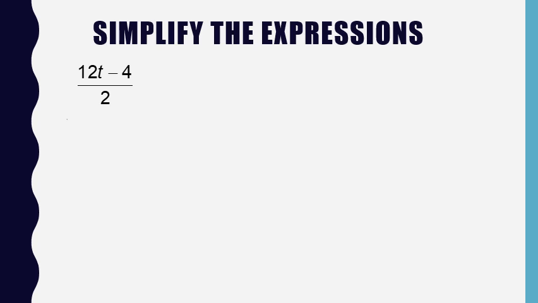So 12t divided by 2 minus 4 divided by 2 is equivalent. If I do this division, 12 divided by 2 is 6, and then t, and then 4 divided by 2 is 2. So with 12t minus 4 divided by 2, that's equal to 6t minus 2.